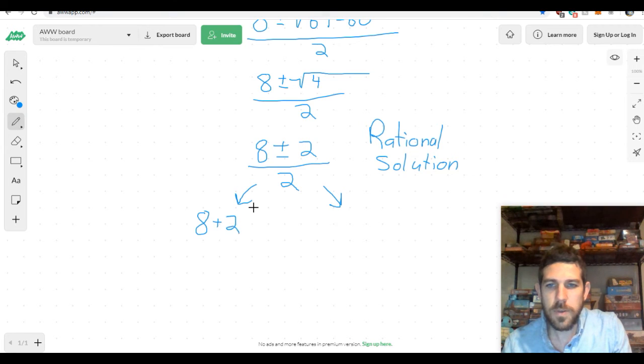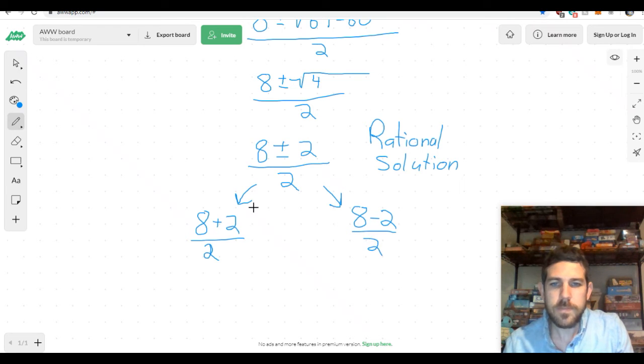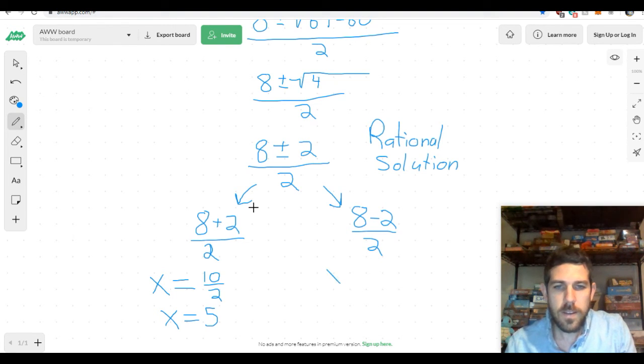8 plus 2 divided by 2 and 8 minus 2 divided by 2. And remember, we're finding the answer to x. So our answer's here. And this will not be an approximate solution because we didn't have to round. X will be 10 over 2, or simplified, x will be 5. Over here, x will be 8 minus 2, which is 6 over 2, or we can say that x is equal to 3.